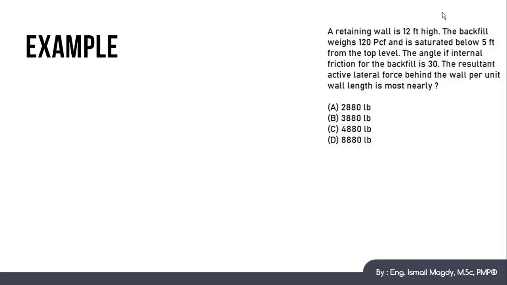So let's check this example. We have a retaining wall of 12 feet high, and the backfill behind this retaining wall is 120 pounds per cubic foot. It is saturated 5 feet below the top level, and the angle of internal friction is 30. We want to calculate the resultant of the active lateral force behind the wall. So first step, let's calculate the K active, which equals tan squared of (45 minus phi over 2), and here phi equals 30, so this will be tan squared of (45 minus 30 over 2), which equals 0.33.